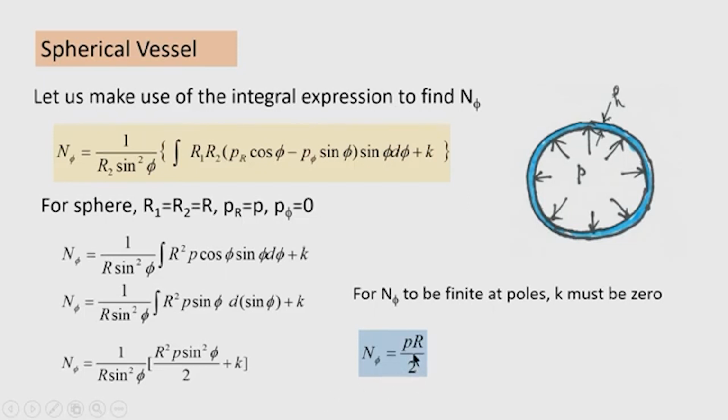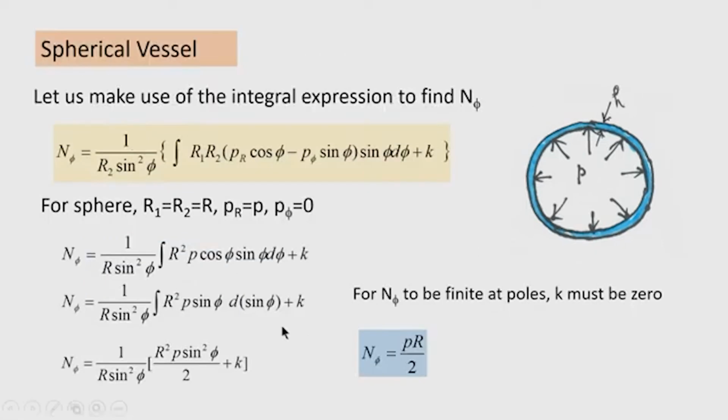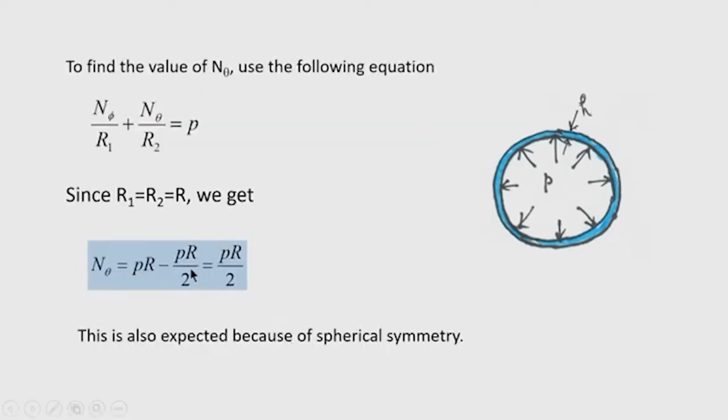To find the value of N theta, we make use of the equation N phi by r 1 plus N theta by r 2 equals p. Now, since r 1 equals r 2 equals r, we get N theta by r equals p, that is, N theta equals p r minus p r by 2, and again N theta comes out as p r by 2. Now, in this problem of a spherical pressure vessel, both the stresses N phi and N theta are equal to p r by 2, and this is expected because of spherical symmetry.